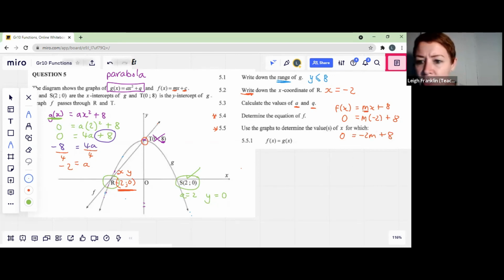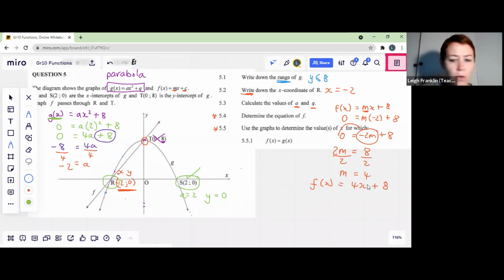Now what I would do is take the minus 2m over to the other side. It's going to become plus 2m on the left. It's equal to 8. Divide by 2, and m would be equal to 4. All right, so we're unfortunately going to have to leave it there. The equation of f of x would be the line f of x equals 4x plus 8.